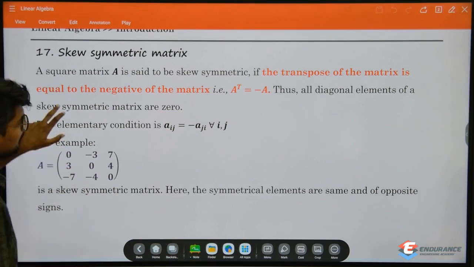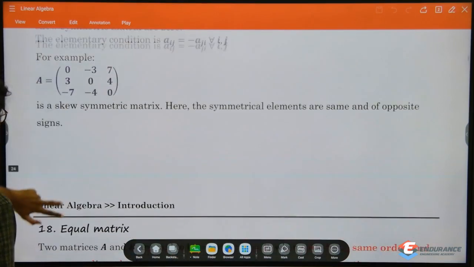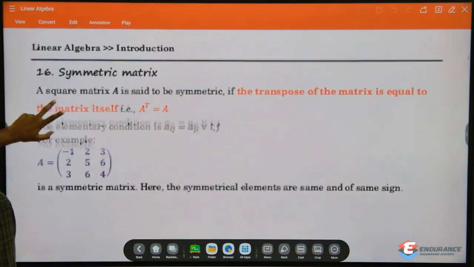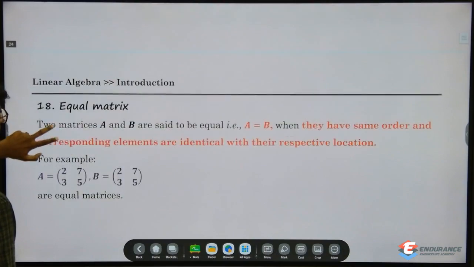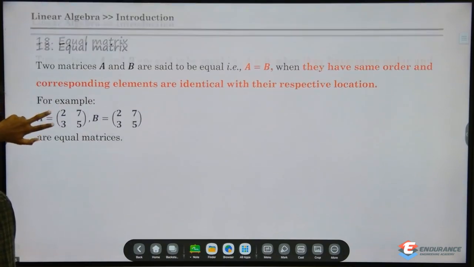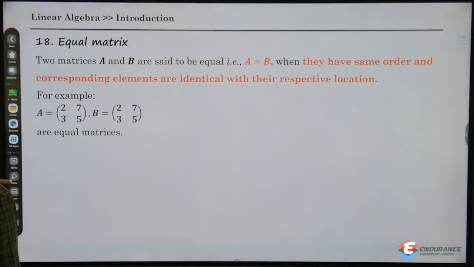Okay, I can copy. Yes, I will complete equivalent also. Equal matrix okay, then you can copy. That will be the last two matrix.